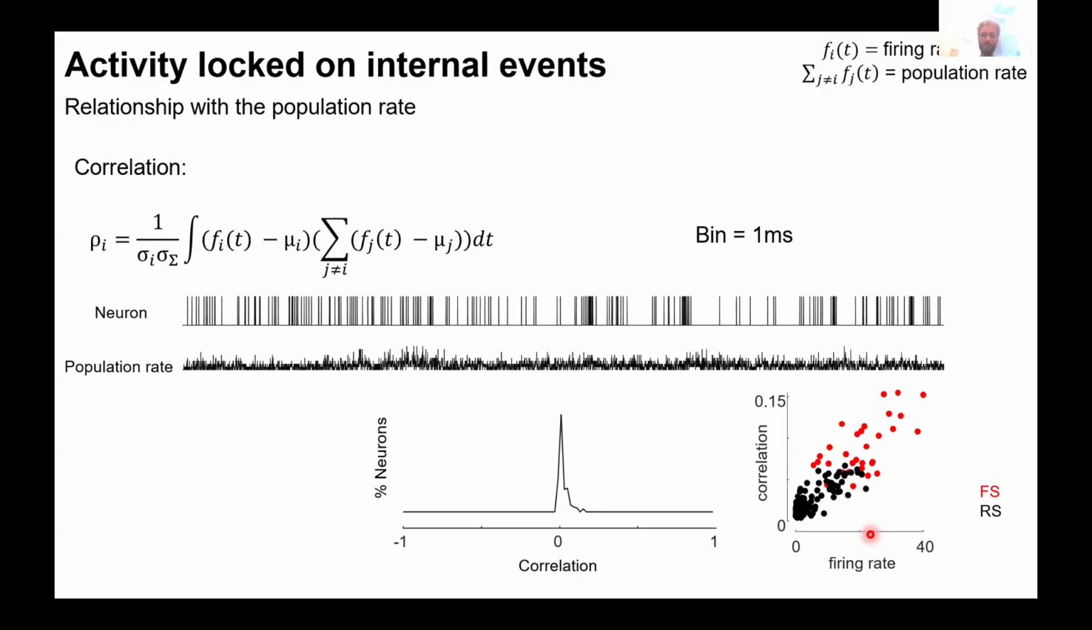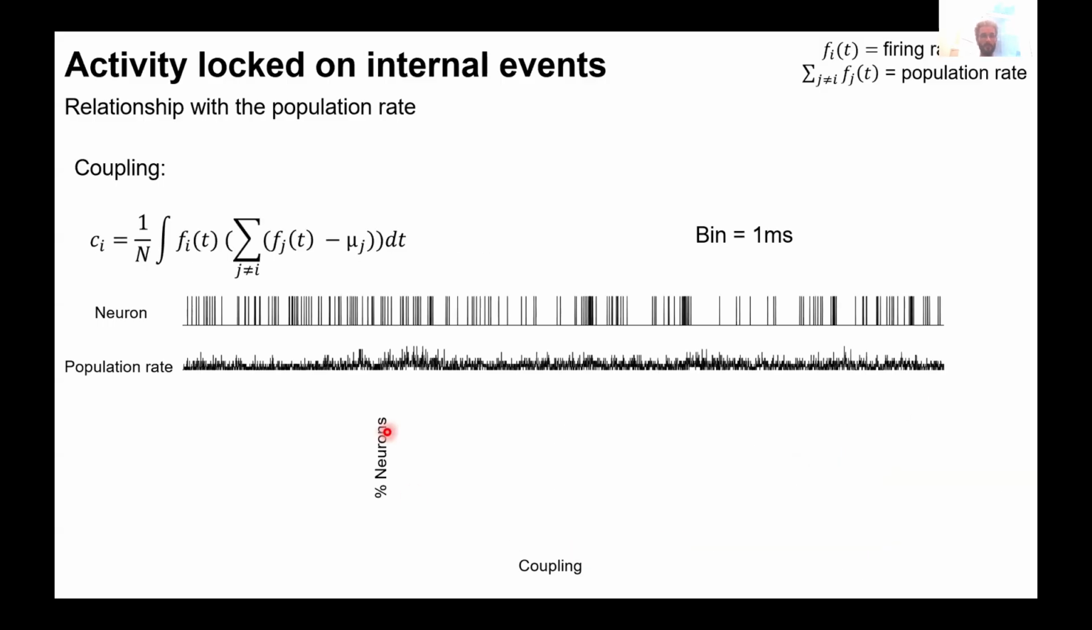So that's why we can use another measure, which is the population coupling, where the normalization is slightly different and you don't remove the mean, although this is less important. And when you do that, this is again the histogram. You can see that it takes different values.